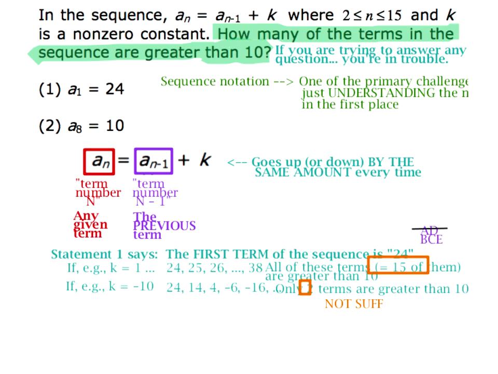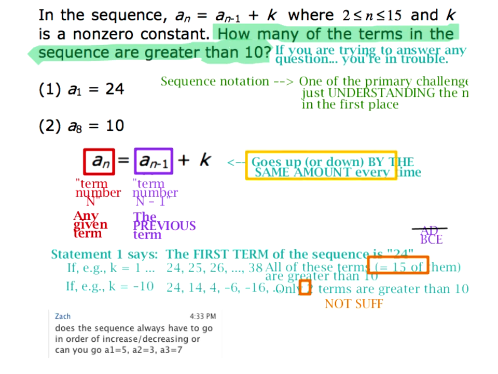Let's address this question in the chat box from Zach. Zach, remember the discussion up there of what this means in the first place, right? So does it have to go in order of increasing or decreasing? Well, check out what's in this yellow box up here. K is a constant. So remember what constant means. Constant means it doesn't really change as you go.